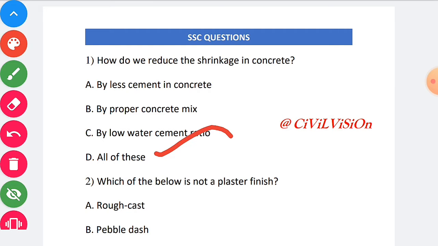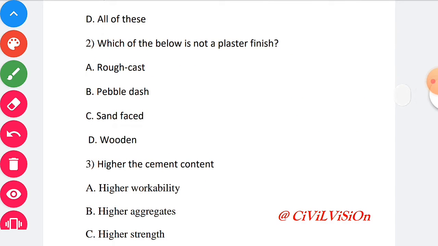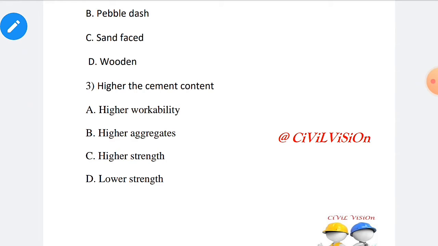Second one, which of the below is not a plaster finish? The correct answer for this question is option D, wooden. Third question, higher the cement content. While increasing the content of cement in concrete, which tends to increase the strength. Therefore, the correct option for this question is option C, higher strength. Higher the cement content, higher will be the strength. Next one.